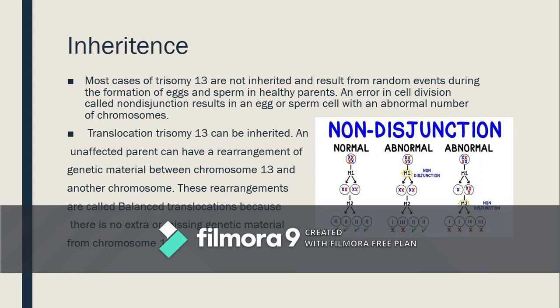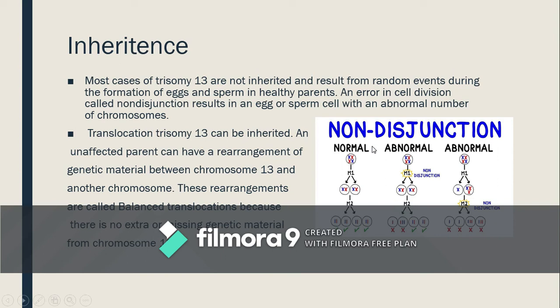Apart from translocation trisomy 13, most cases of trisomy 13 are not inherited and result from random events during formation of egg and sperm in healthy parents. An error in cell division called non-disjunction results in an egg or sperm cell with an abnormal number of chromosome 13. If one of these contributes to the genetic makeup of a child, the child will have an extra chromosome 13 in each cell of the body.